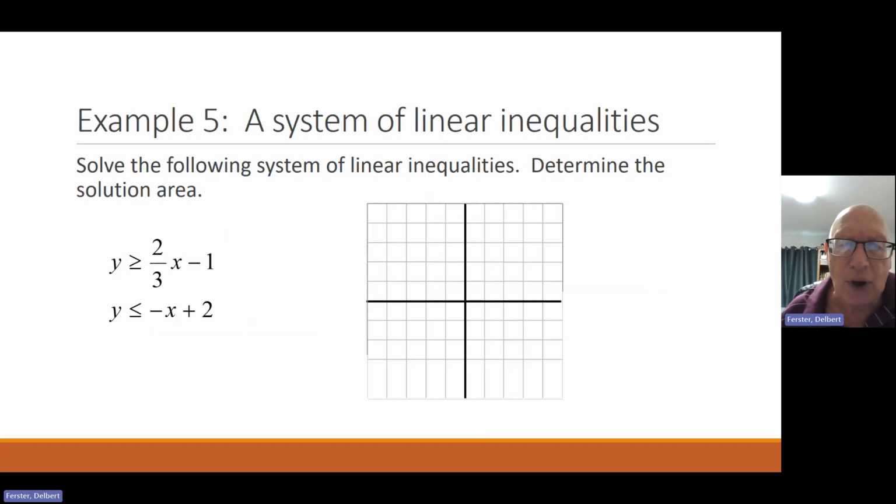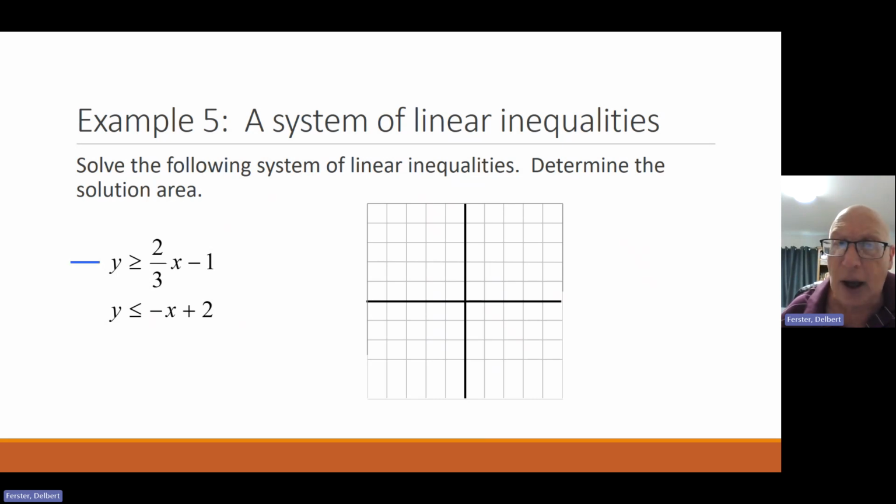Here's another example. The first one also has y isolated. Going to have an intercept at -1 and a slope of 2/3. Second inequality also has y isolated. Going to have a slope of -1 and an intercept at 2. Both of these are going to be solid lines.